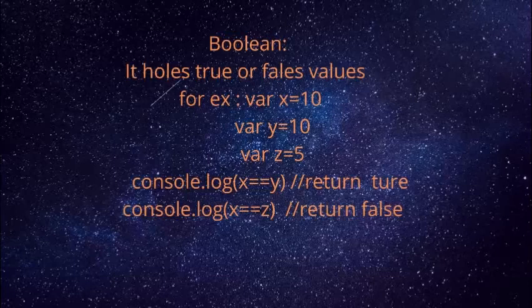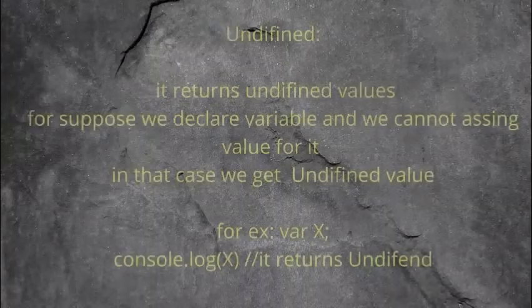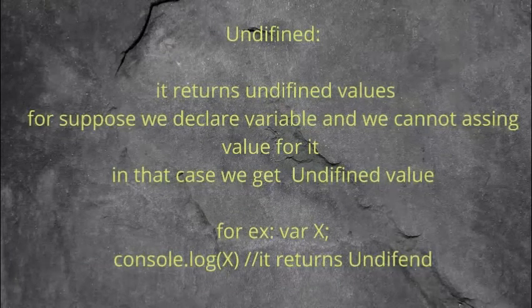For example, var x = 10, var y = 10, var z = 5. If I compare x and y, it returns true because x and y both contain the same value. If I compare x with z, it returns false because x and z contain different values. Undefined returns undefined values. Suppose we declare a variable and do not assign any value to it, in that case we get an undefined value. Here you can see the example.